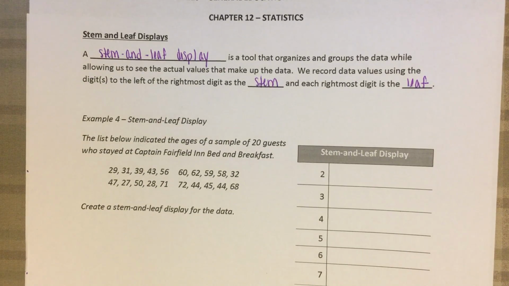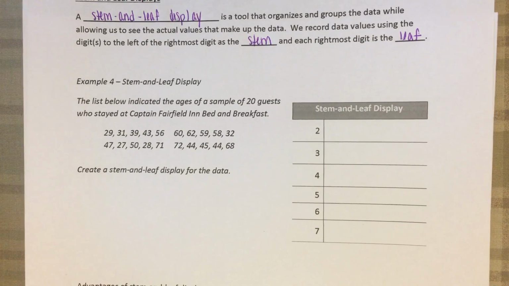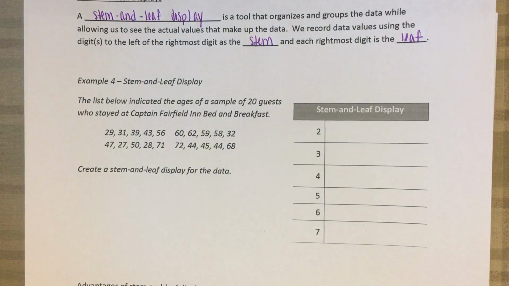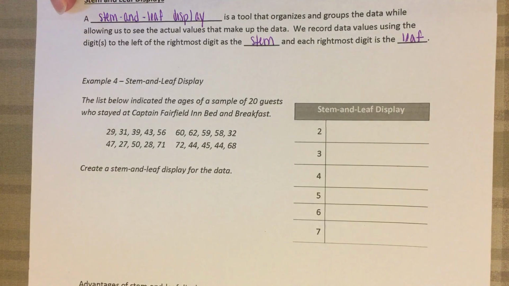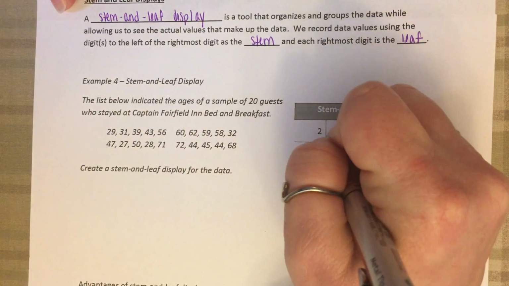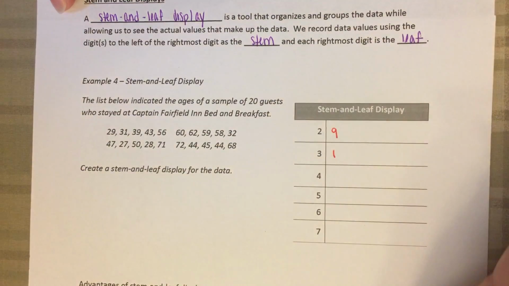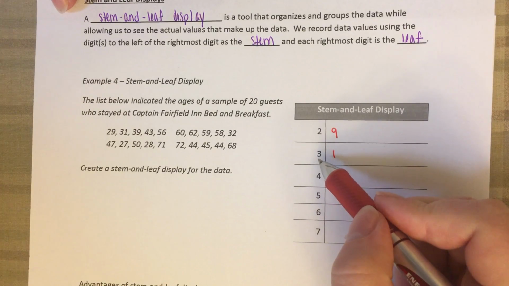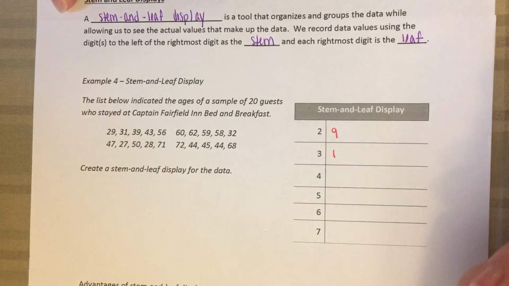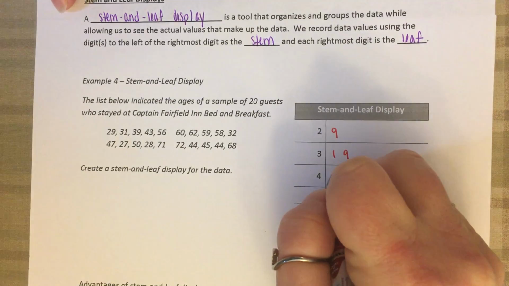So what we're going to do here is list each of our different data values in this table using our tens digits and our ones digit. Looking at our first data value, it is 29. So that has a stem of 2, our tens digit, and a ones value of 9. So we're going to go ahead and put a 9 over there. Our next value is 31. So the 3, we're going to work in this row, and our ones digit is a 1. 39 would also go in this row.